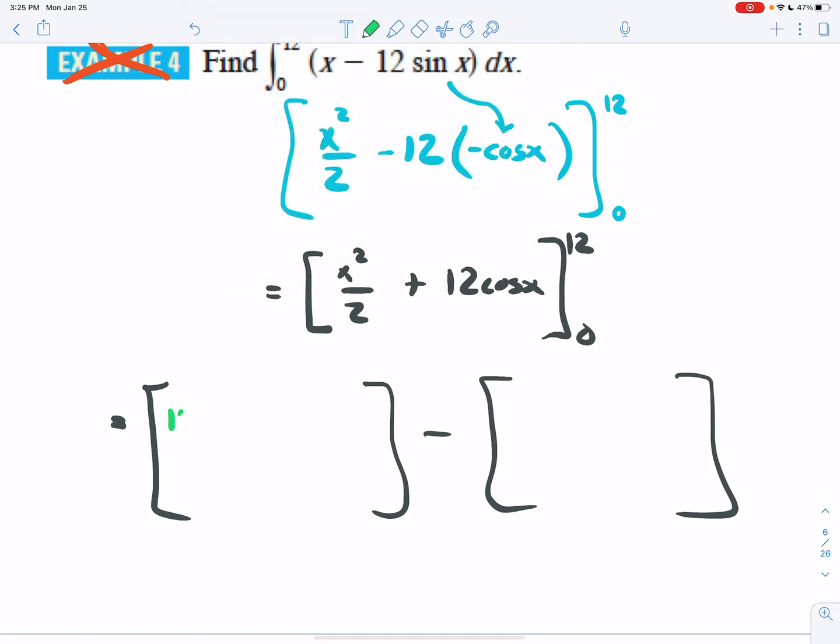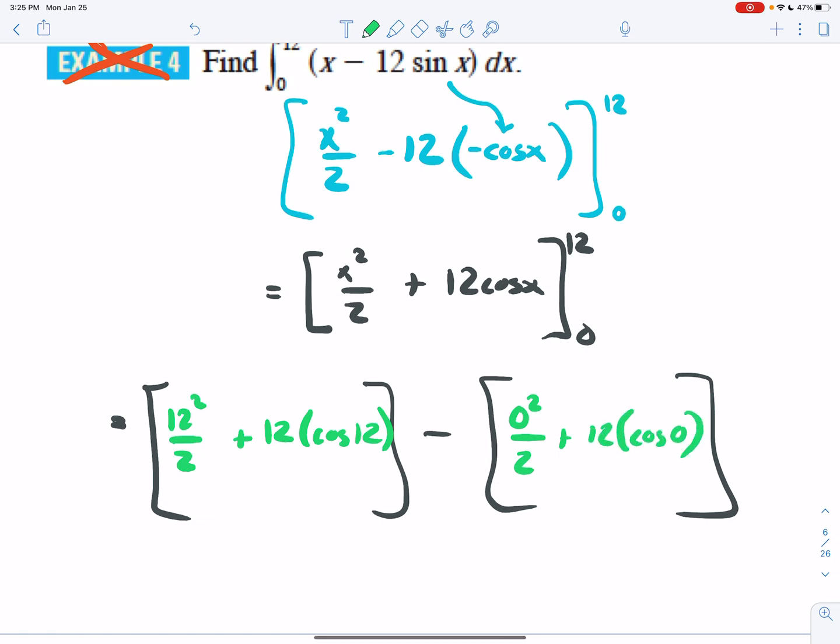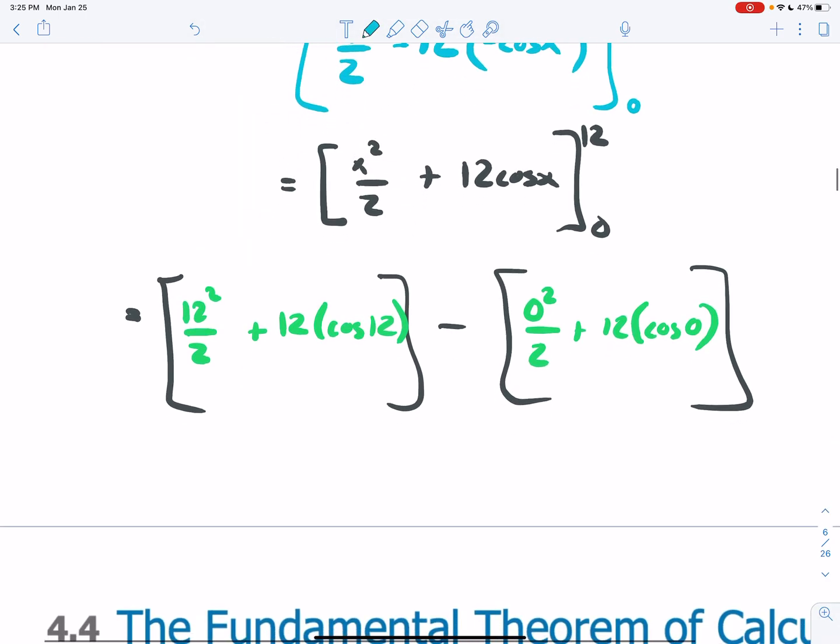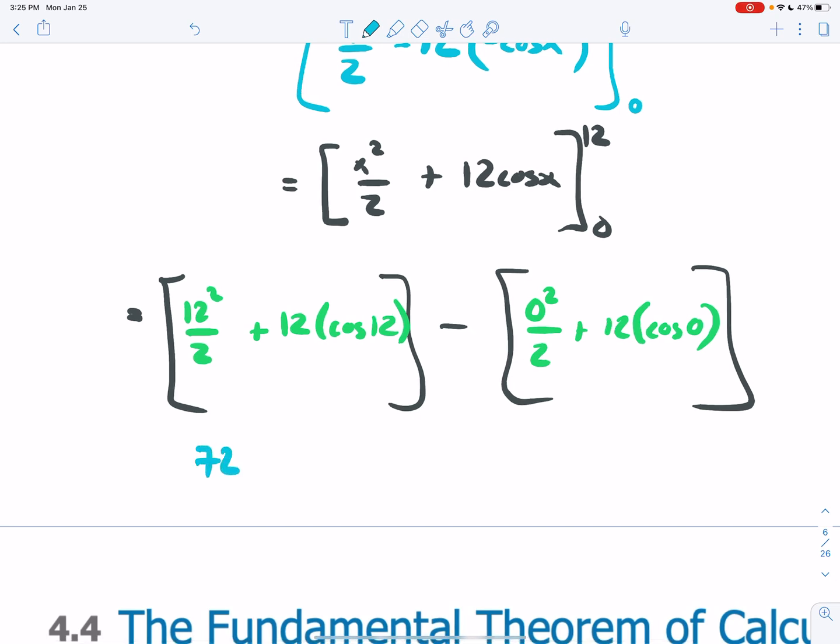So here, I'm going to plug in my upper. So that's going to be 12 squared over 2, plus 12 times the cosine of 12, minus 0 squared over 2 plus 12 times cosine of 0. Okay, so here we go. So 12 squared is 144 divided by 2, that's 72, plus whatever the cosine of 12 is on your calculator.